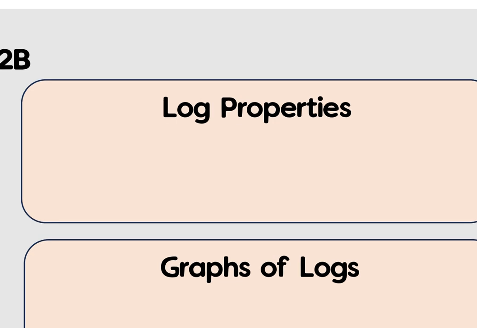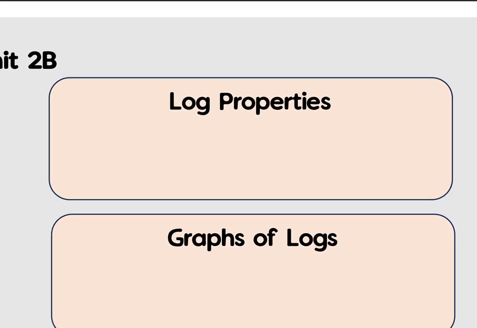Okay, log properties. We're talking expansion, and we're talking condensing, and we're talking logs and also ln's. Every rule that applies to a log also applies to an ln, because ln is log base e, okay? So first, log equals log base 10, and ln equals log base e. Those things you have to know.